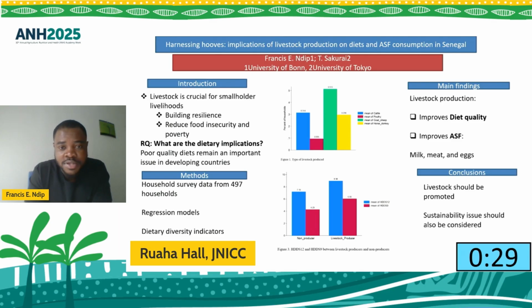Our findings suggest that cattle, horse and donkey, goat and sheep are the most common livestock produced in the area, while the main results imply that livestock production is associated with dietary quality and the consumption of animal source food like milk, meat, and eggs. But we also unpack considerable heterogeneities based on the type of livestock produced. So we therefore conclude that livestock should also be considered in nutrition-sensitive agricultural interventions. Thank you.